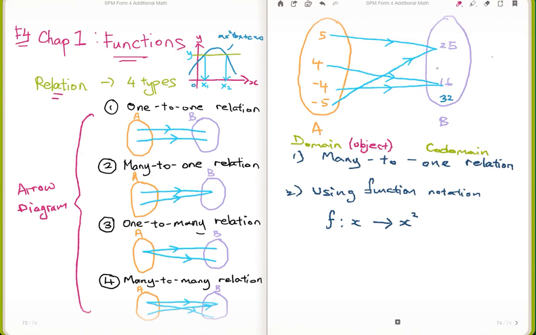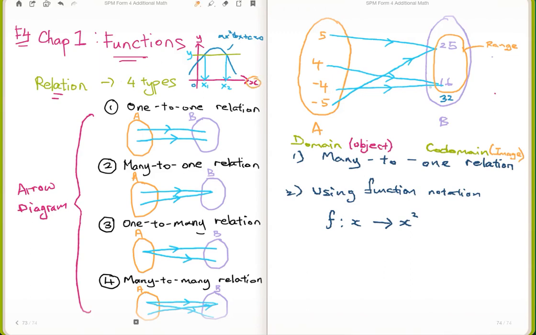What happened? You map the first two numbers over set B. The one that's being mapped is called the range. All the numbers in the codomain are called images. We have object and image. Those that are successfully being mapped are called the range. Those that were used are called the object, which is the x-axis over here.